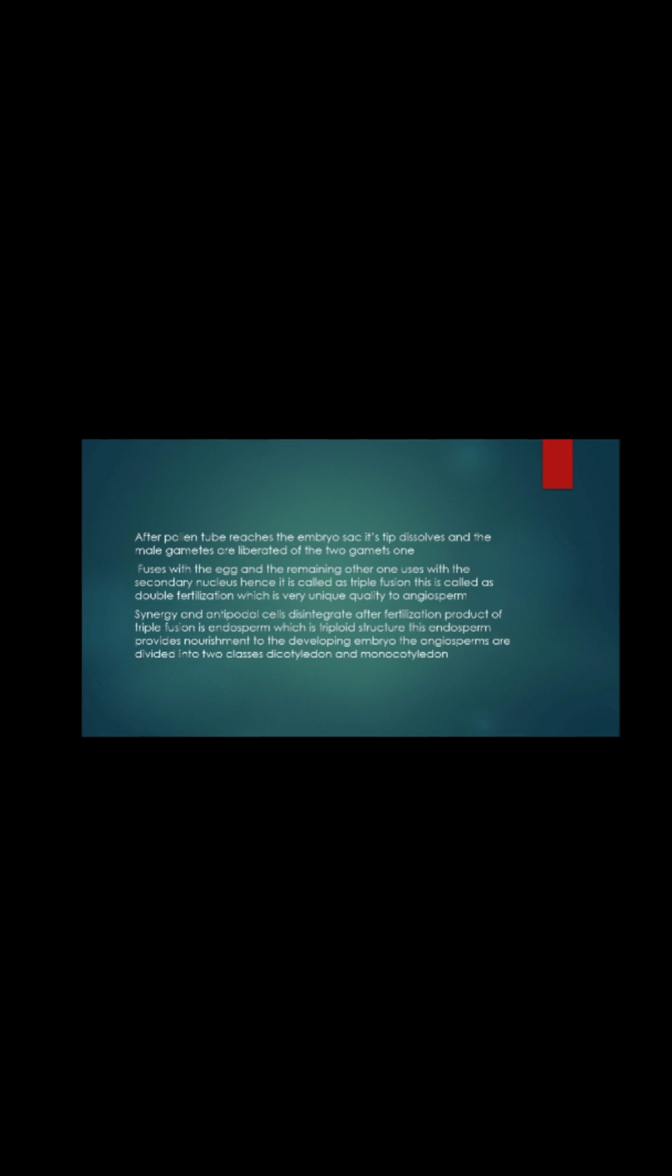After the pollen tube reaches the embryo sac, its tip dissolves and the male gametes are liberated. Of the two gametes, one fuses with the egg and the remaining one fuses with the secondary nucleus. Hence it is called triple fusion, because there are two polar nuclei and one male gamete. So three nuclei fuse together, and this is also known as double fertilization because the egg is fertilized and the secondary nucleus is also fertilized. This is a very important point, please study it very well.